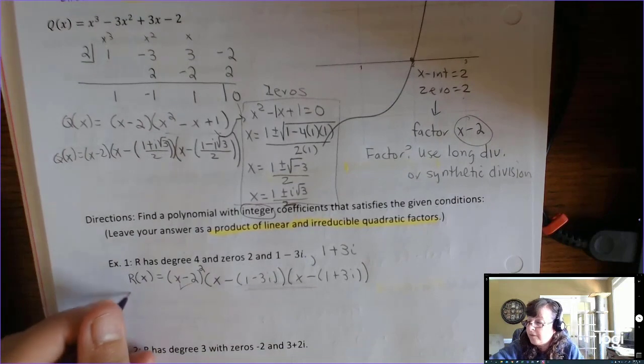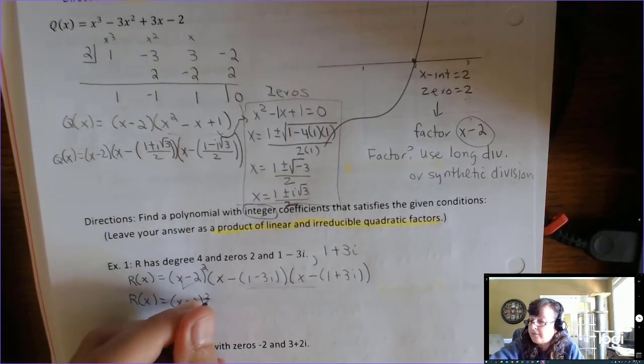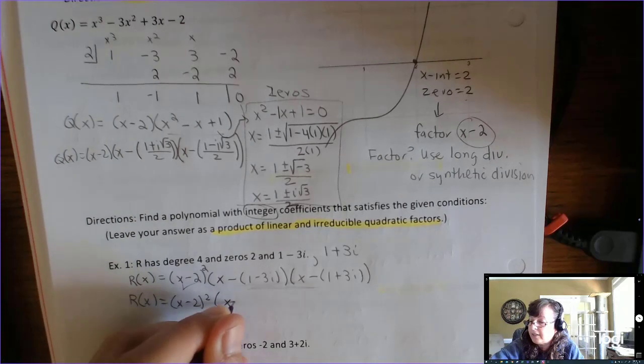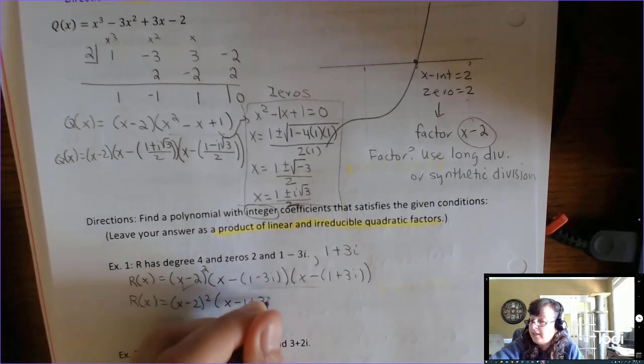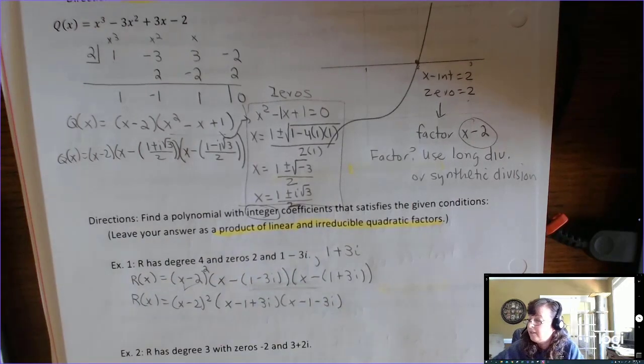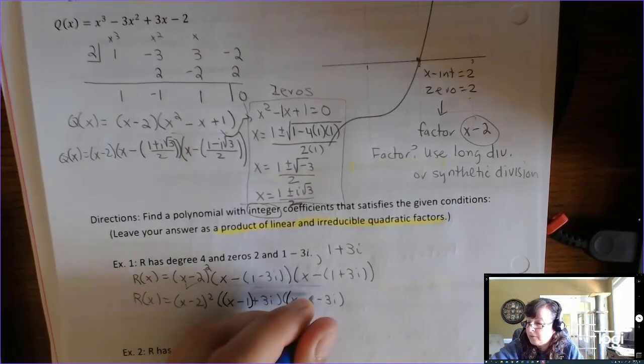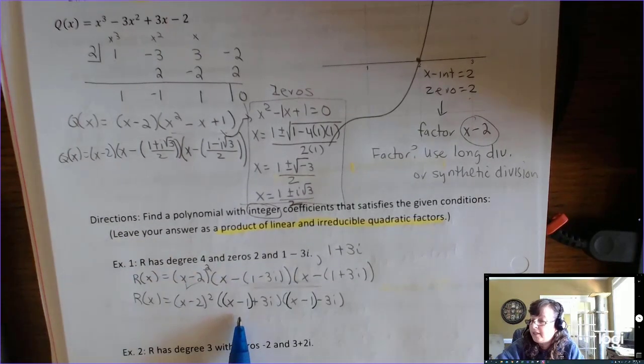All right, so r of x equals x minus 2 quantity squared. That's fine, and we're going to distribute the negative. That's x minus 1 plus 3i. That's x minus 1 minus 3i. And then we're going to regroup these two. And just by doing that, that makes it a plus bi, a minus bi.